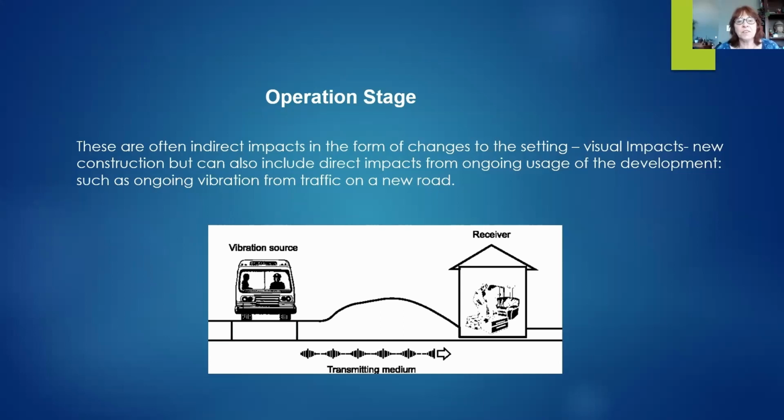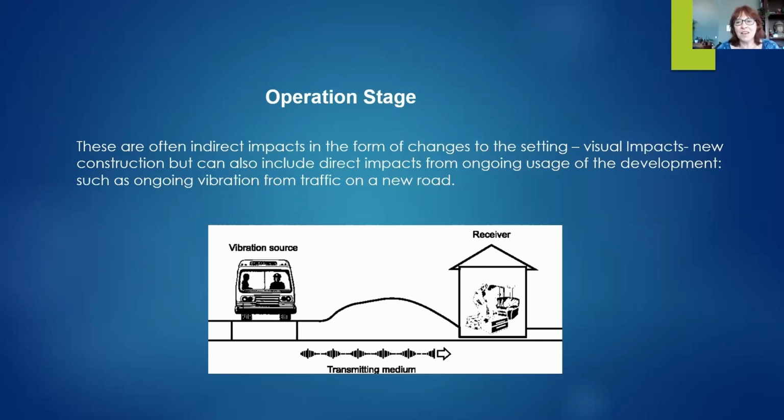Impacts during the operation stage sometimes are not gone into in such detail, but it's really important that if you're doing a heritage impact assessment, that you think and include the operation stage in as much detail as the construction stage. So the first thing that most people think of in operation stage are changes to the settings. That is visual impacts. These are pretty obvious, and they're dealt with well.